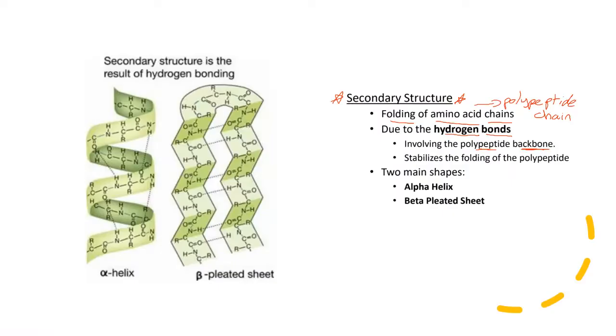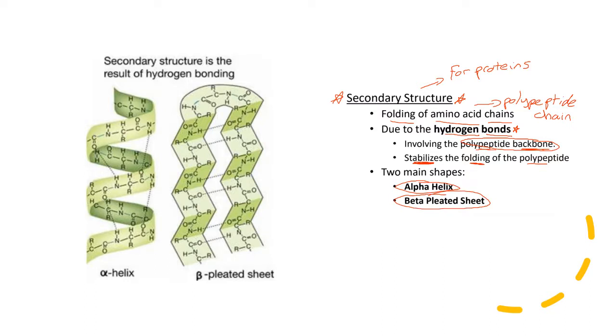Okay, we're going to see that secondary structure is based on the polypeptide backbone, a bunch of hydrogen bonds. And what they're going to do is stabilize and make this structure very stable. They're going to stabilize the folding of the polypeptide. Now there's two main shapes. When you hear secondary structure for proteins, you're going to be thinking there are two main shapes: the alpha helix and the beta pleated sheet.